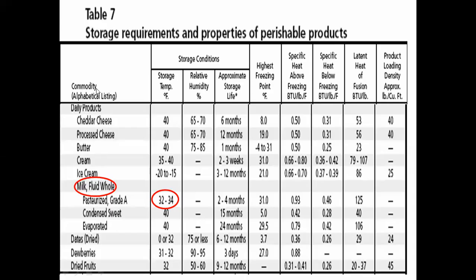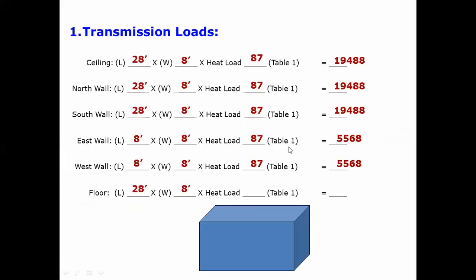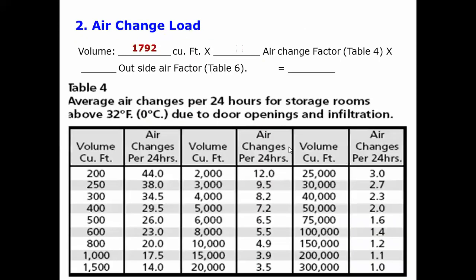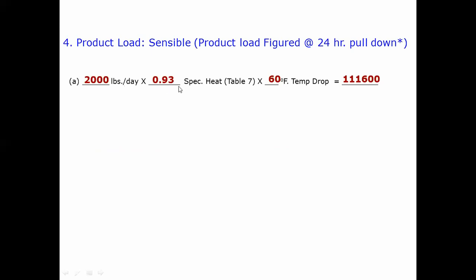So I'll say once more. Commodity is milk. Temperature is 32 to 34. The specific heat above freezing. So the value is 0.93 BTU per pound per degree Fahrenheit. So it is 0.93. So we just write 0.93 from table 7, multiply by the temperature difference, which you already know is 60, and you will be getting the value.